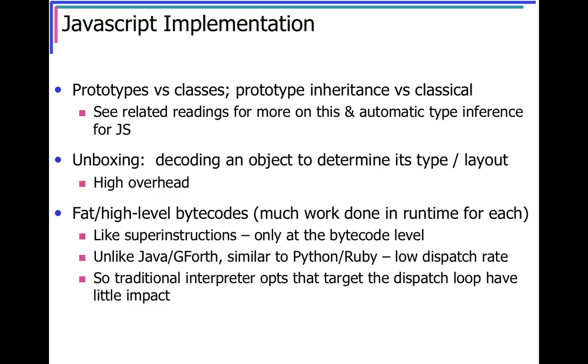Traditional interpreter optimizations that target the dispatch loop, like we discussed in class, will have little impact on languages like JavaScript, as we showed for Ruby and Python.